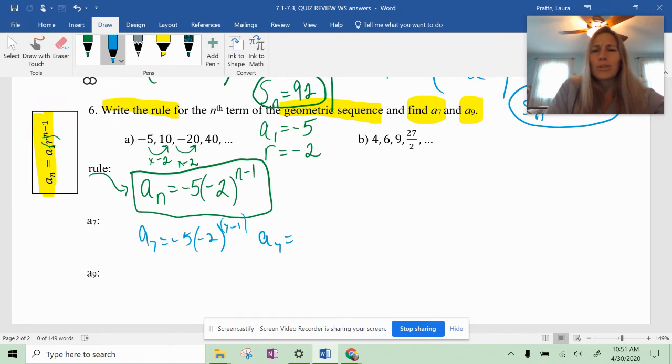So I would probably just do what you can in steps. I would just do 7 minus 1 in my head. I know that's a 6, right? Negative 2 to the 6th power is going to be 64, and then 64 times the negative 5 in the front. And then that would give me negative 320.